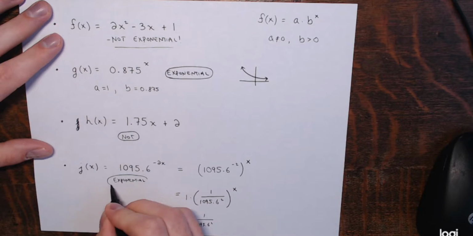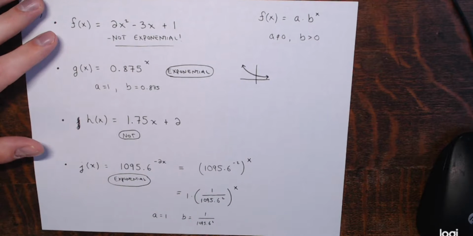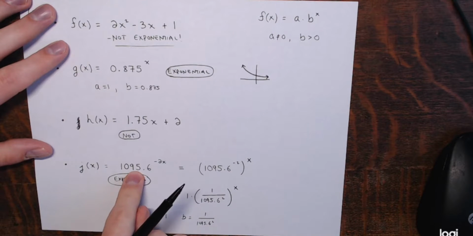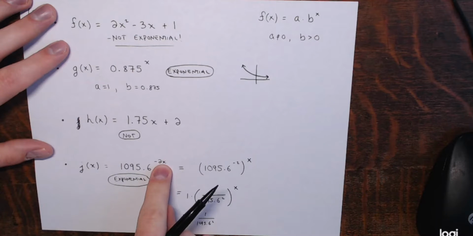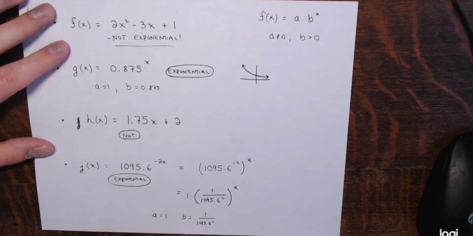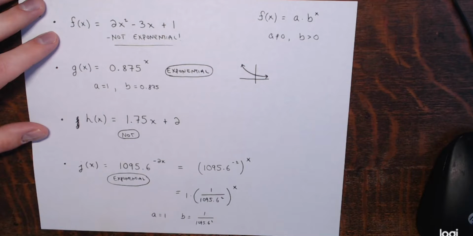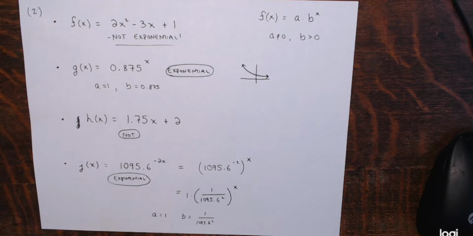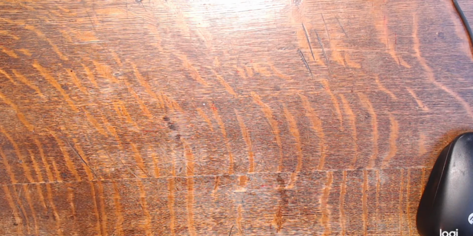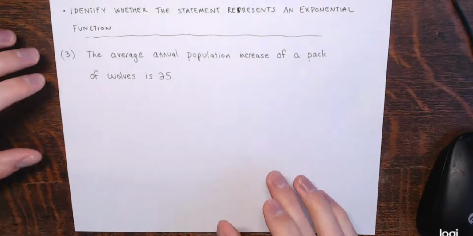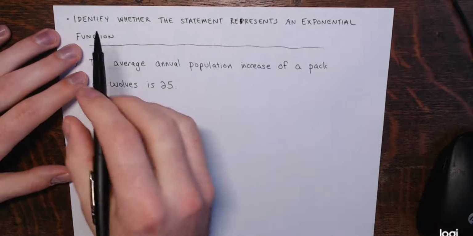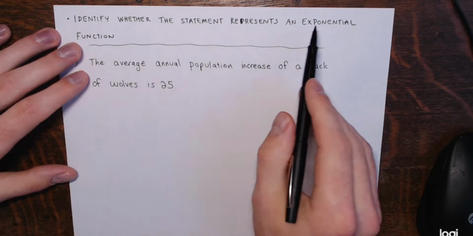And again, for a shortcut, you really don't have to use properties of exponents here. You can just recognize, hey, there is a positive number in the base, and there's a variable to the first power in the exponent. It's going to be able to be written this way. It's going to be an exponential function. Great. All right, then for my last examples, we have the following instructions. We're asked to identify whether the statement represents an exponential function or not.